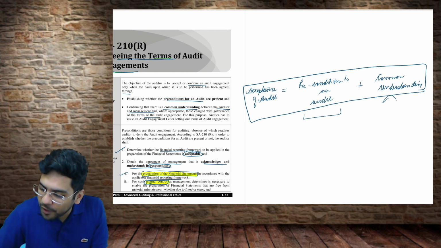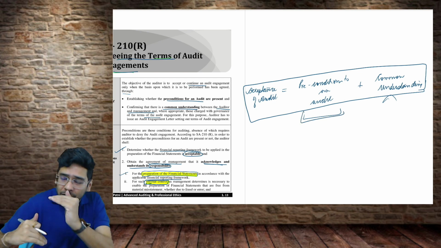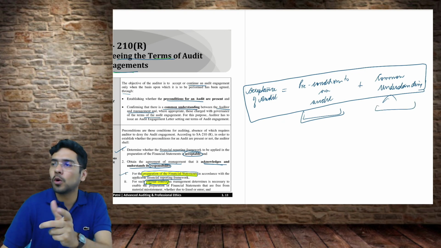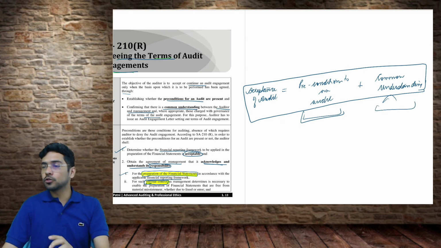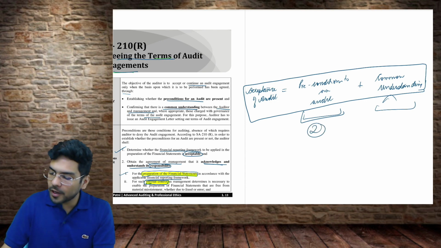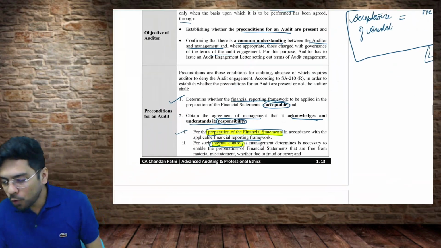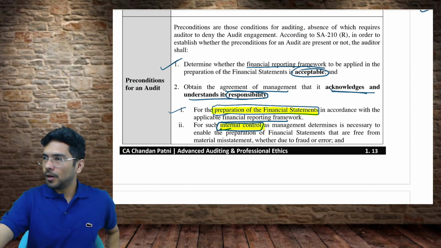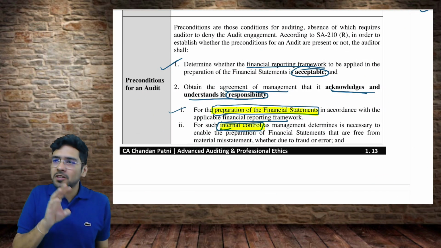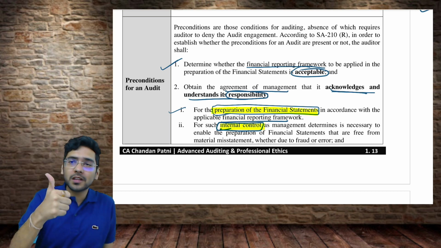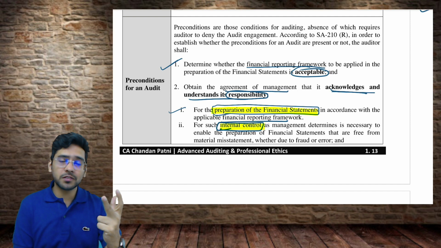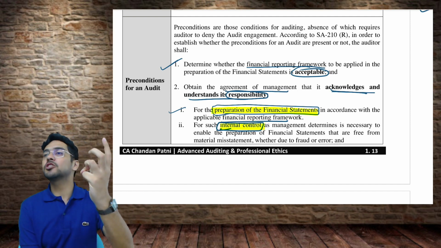If the preconditions to an audit are present, can we think of actually accepting the audit? Only when there is what? Common understanding also. So again, guys, what are the preconditions? How many preconditions do we have? Two. Number one, you have to see whether the FRF used by the management is acceptable. Then management accepts its responsibility with respect to three things. What are the three things? Number one, preparation of the financial statements as per the applicable FRF. Second, design, maintenance and implementation of internal controls.